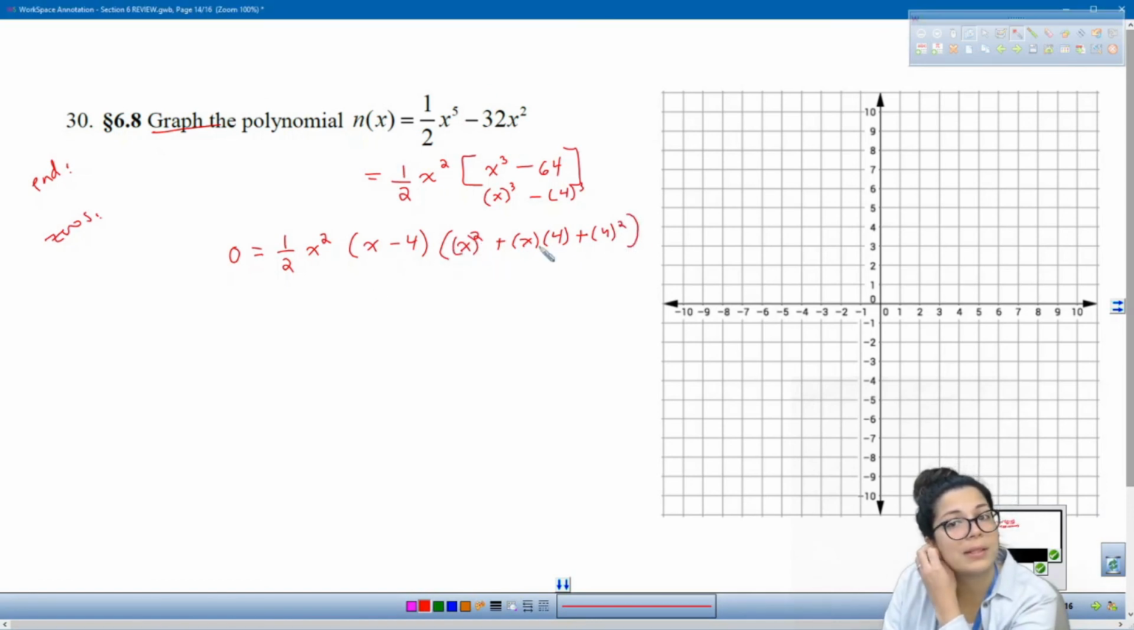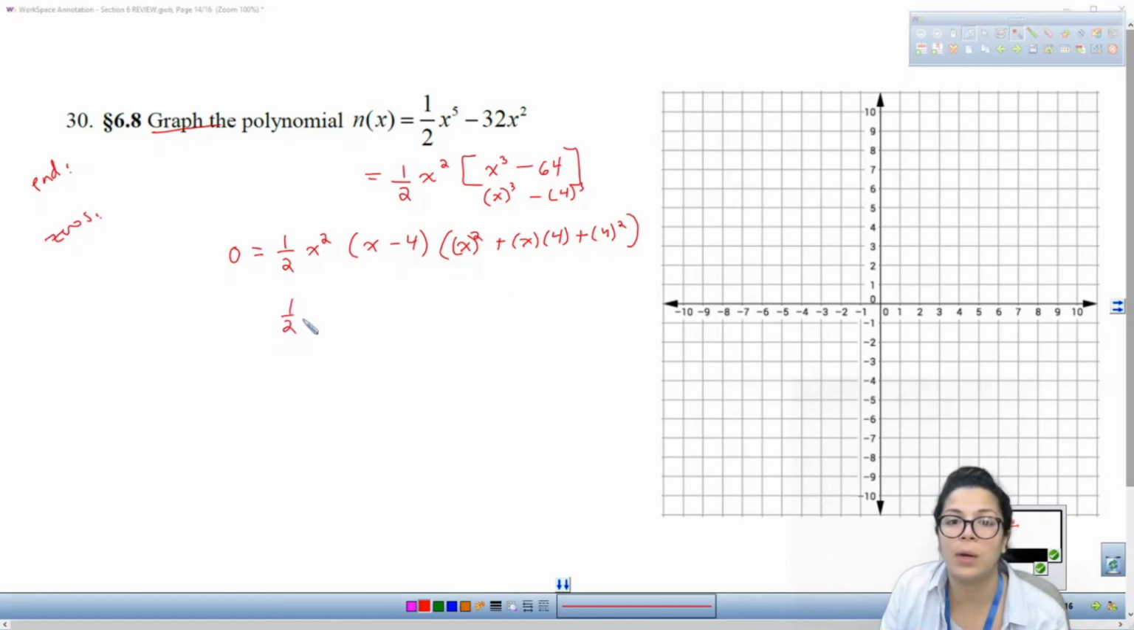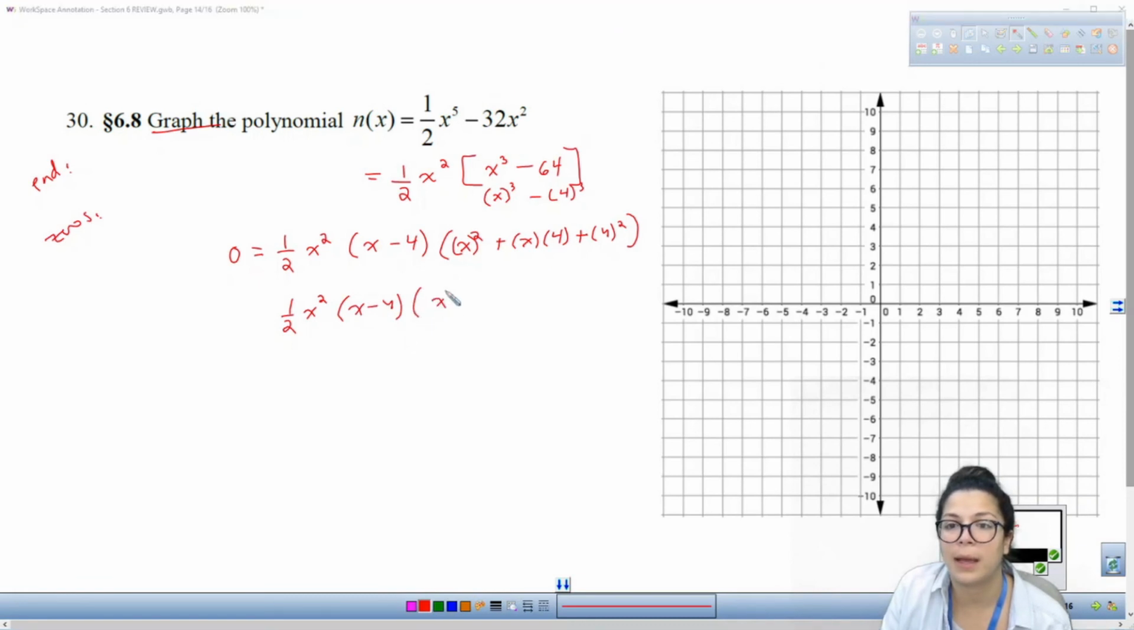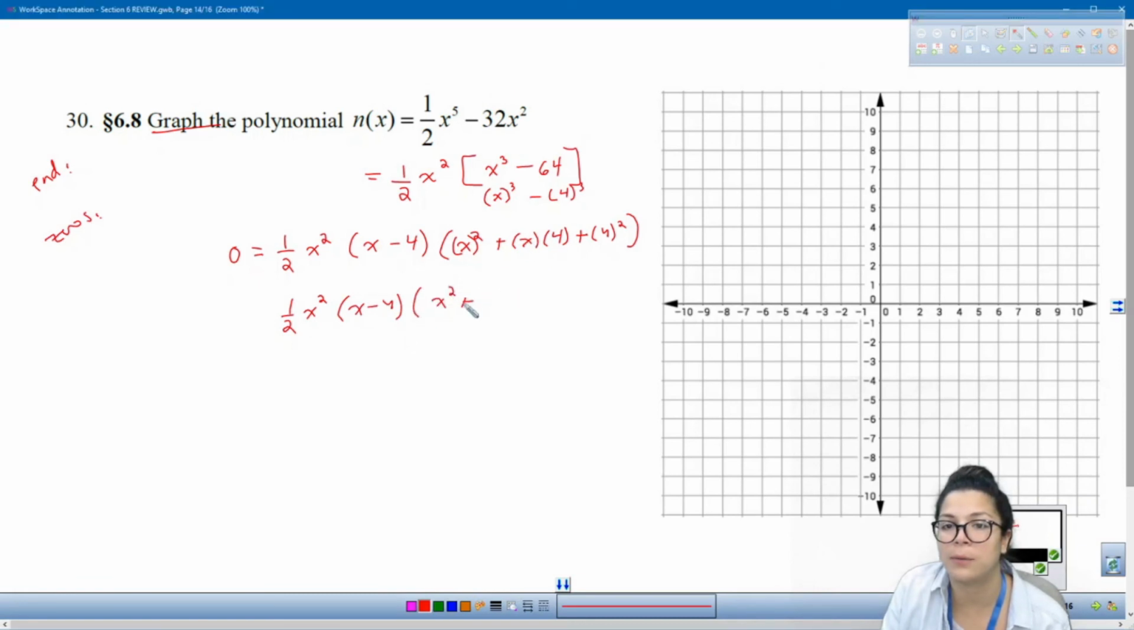So now all I have to do is simplify this trinomial. So I have 1/2 x squared times x minus 4 times x squared plus 4x plus 16. So 1/2 x squared equal to 0. Multiply by 2, we get x squared equals 0. Square root both sides, we get 0.